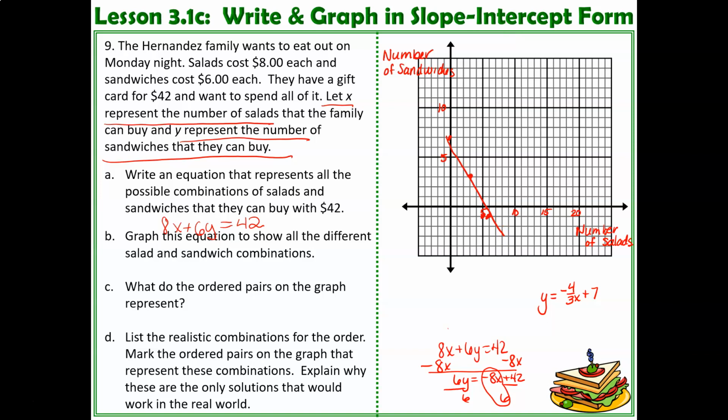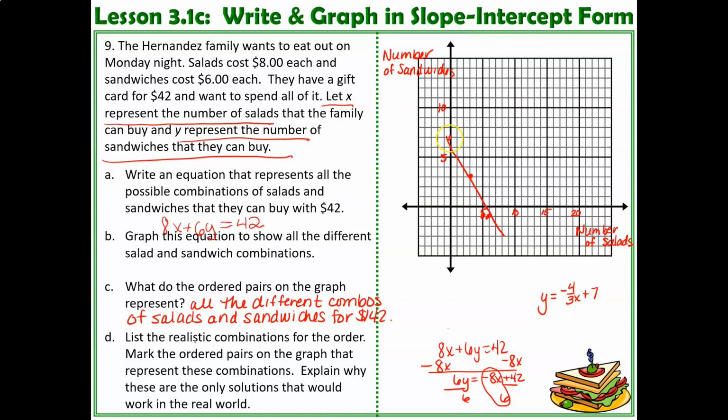What do the ordered pairs on the graph represent? All the different numbers of salads and sandwiches you can have for 42. All the different combinations. List the realistic combinations for that order. Mark the ordered pairs on the graph that represent these combinations.